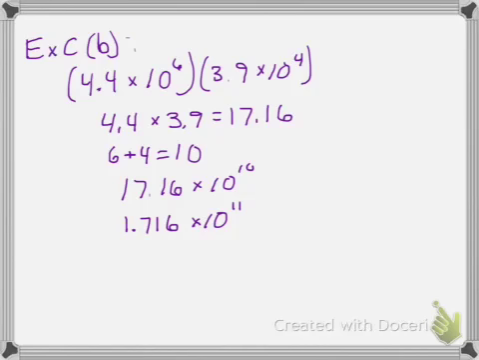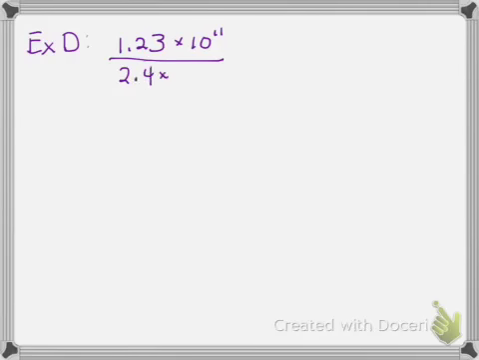Alright, one last example, and then I swear you guys are done. So, now you get the fun of division. So, example D. Alright, so what we're going to do is we are going to divide 1.23 times 10 to the 11th, divided by 2.4 times 10 to the 4th power.